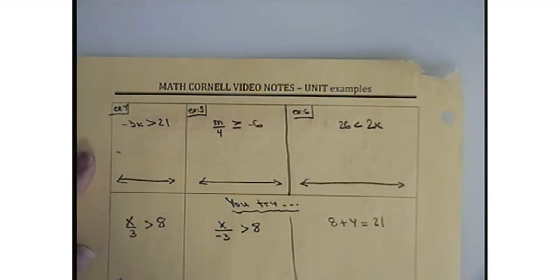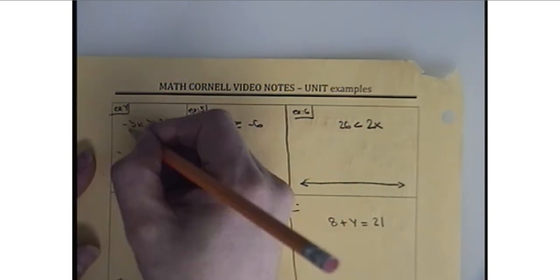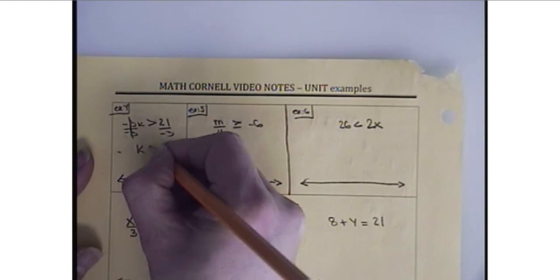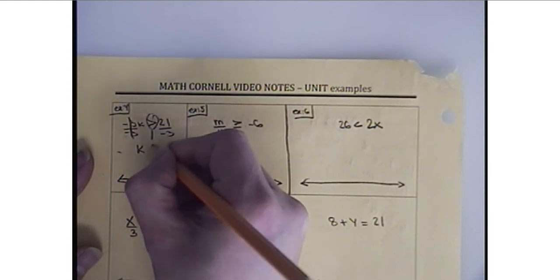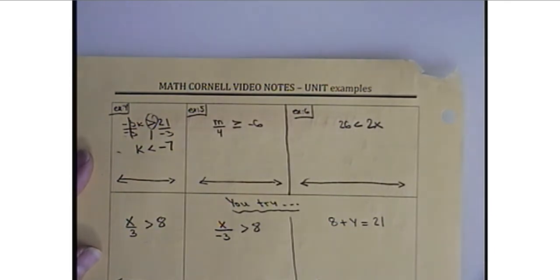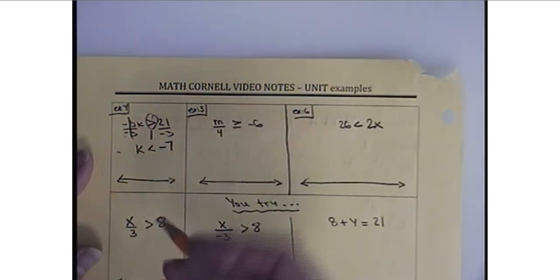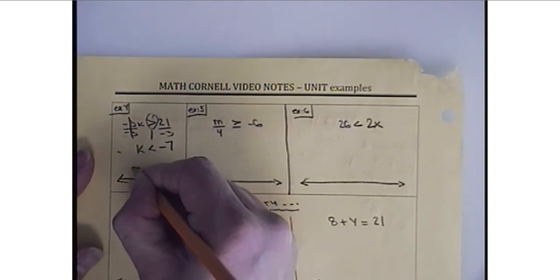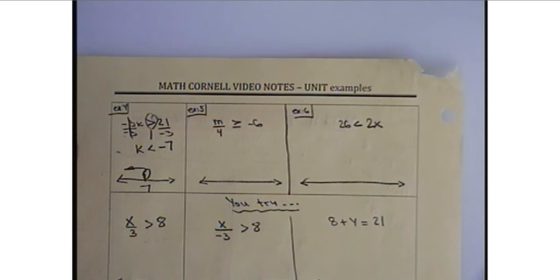Now, negative 3k greater than 21. Alright, so we will divide by negative 3, divide by negative 3. Those cancel. K will be less than negative 7. Which I think we already did in this example. Probably I did. That's okay. So negative 7 here, open circle. K is less than, so it will go that way.